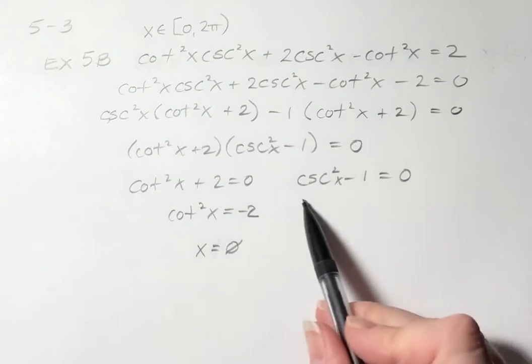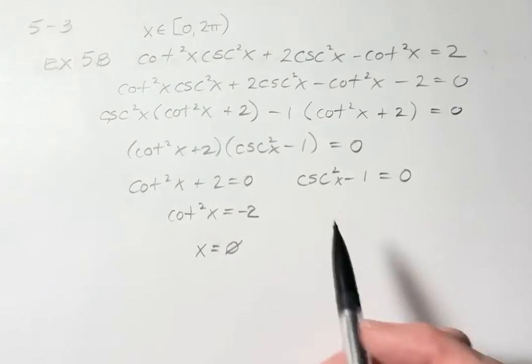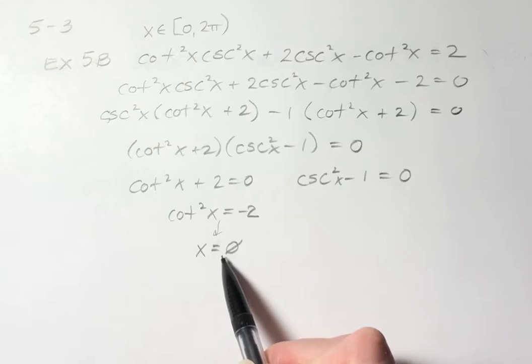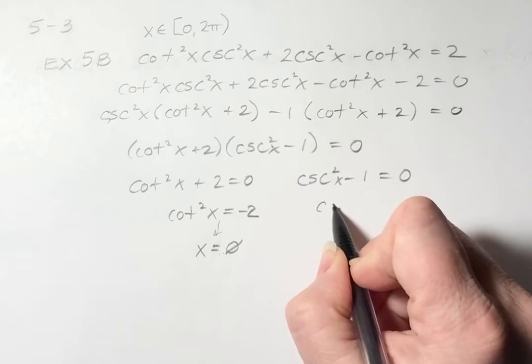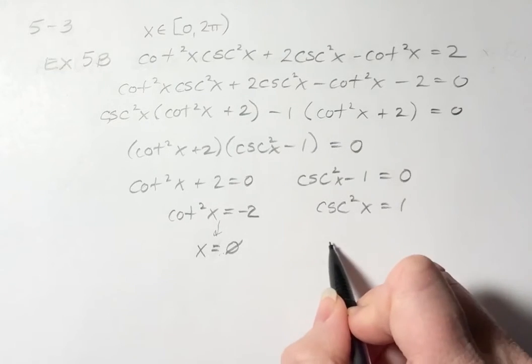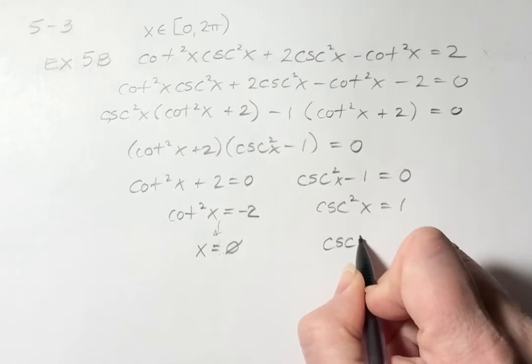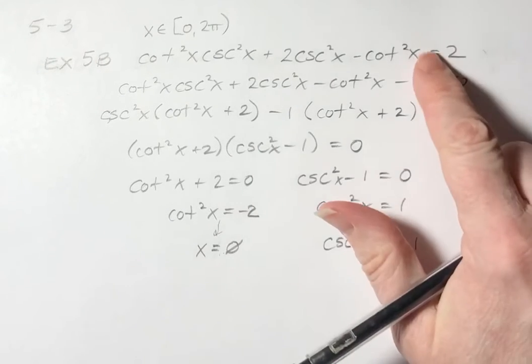This one over here, I do actually have solutions, so the whole problem does not have no solution, just this one piece has no solution, okay? So I would add my 1 and then take the plus or minus square root of both sides. So this does not have no solution.